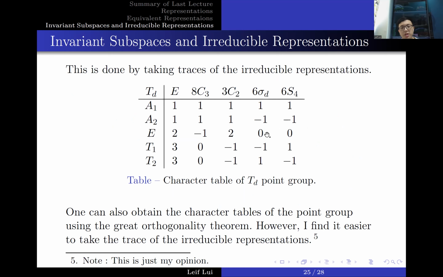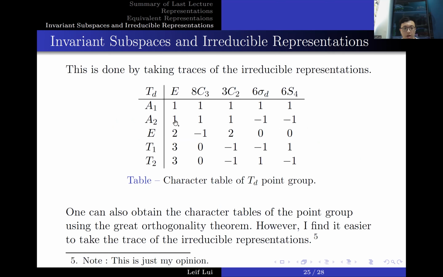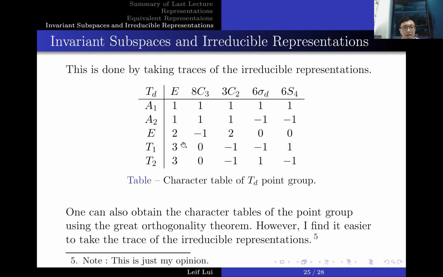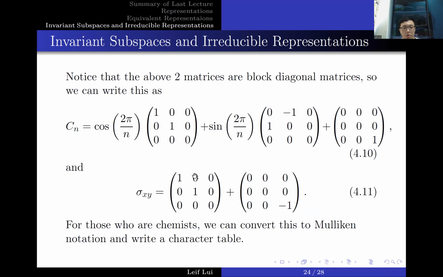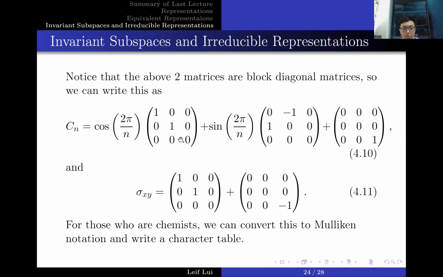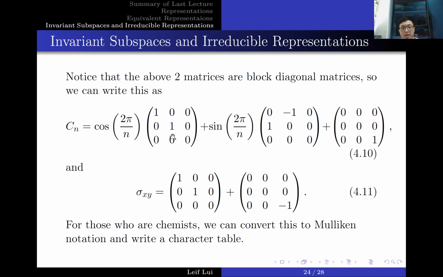And the reason is that E here is the trace of the above two elements. So if we take these two, right? So if E is the identity, so we have 1, 1, 1, right? If we take the trace of the first diagonal matrix, we get 2. For C3, we have to put 2 pi over 3. This is -1/2. So -1/2 plus -1/2 is equal to -1.